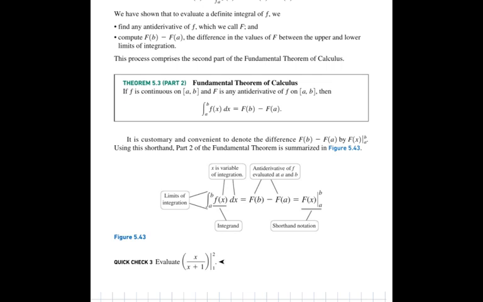So the integral from a to b of f of x dx is going to be the antiderivative of f at b minus the antiderivative of f at a. That's fine.